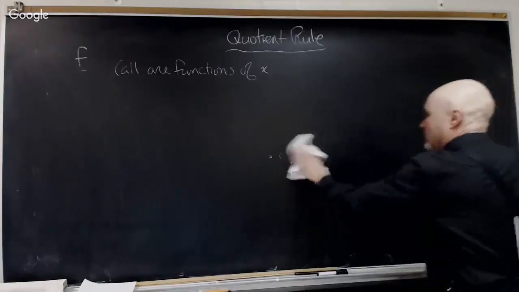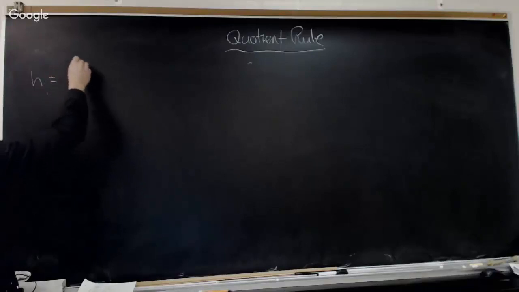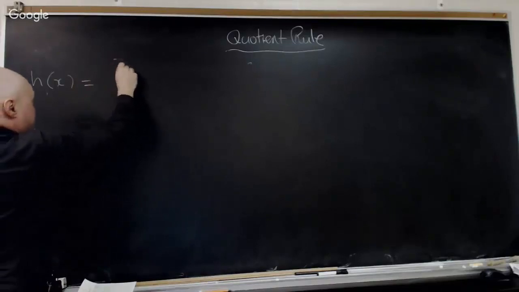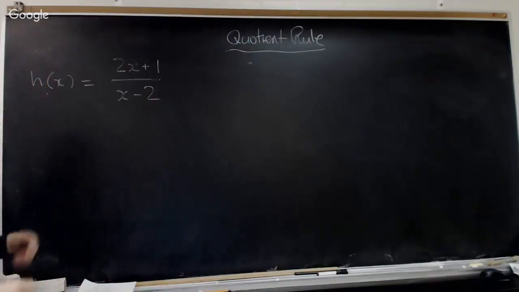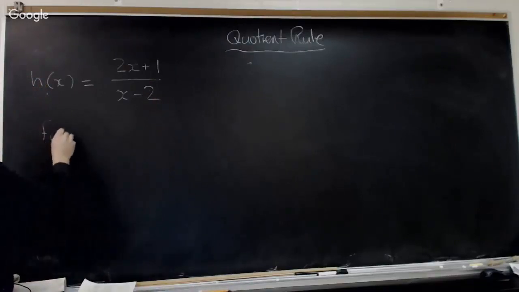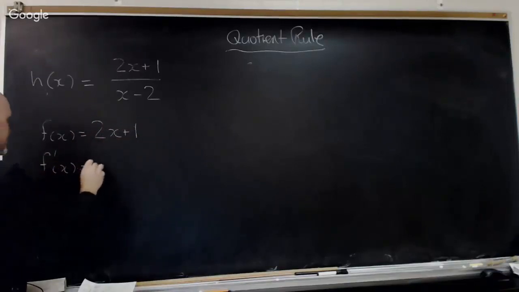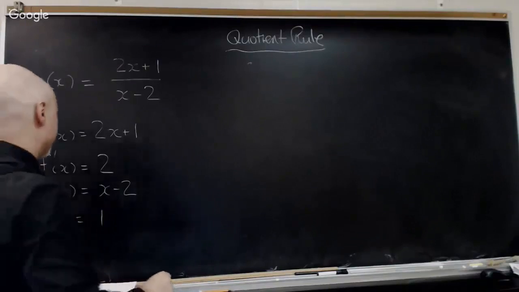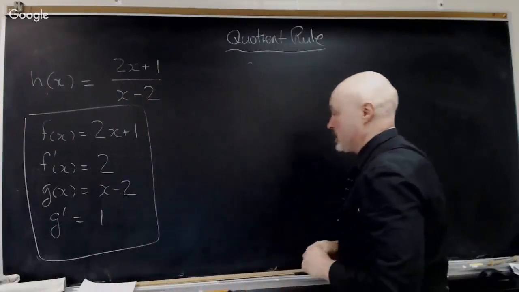Let's do an easy one. So here's my function. H of x, so it's a function of x, is equal to 2x plus 1 over x minus 2. All right. So my top function is 2x plus 1. The derivative of my top function is 2. My bottom function is x minus 2. The derivative of my bottom function is just 1, which is going to make things easy. So I'm going to box this off so that I don't have to look at it too much.